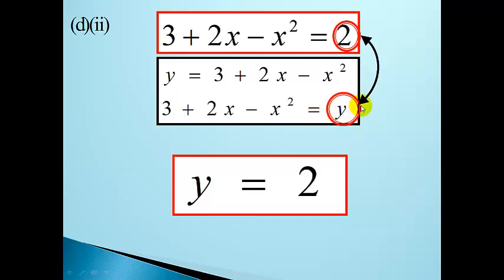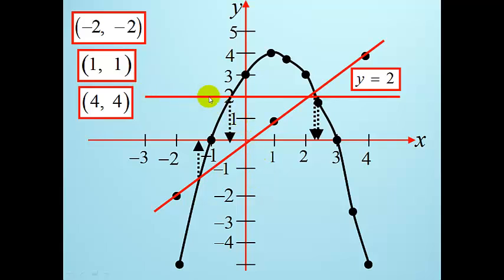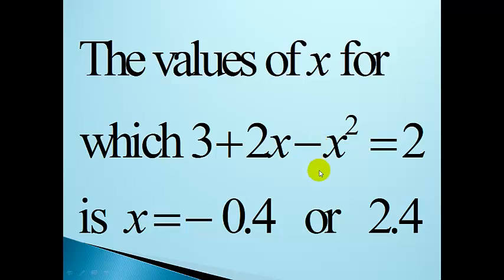And so we equate the right-hand sides. We have y is equal to 2. On the graph, you locate where we have 2 on the y-axis, then you draw a horizontal straight line passing through 2 on the y-axis. And you locate the point of contact of the horizontal straight line drawn with the curve. And these are the values. That is minus 0.4, and we have 2.4. That is minus 0.4 or 2.4.